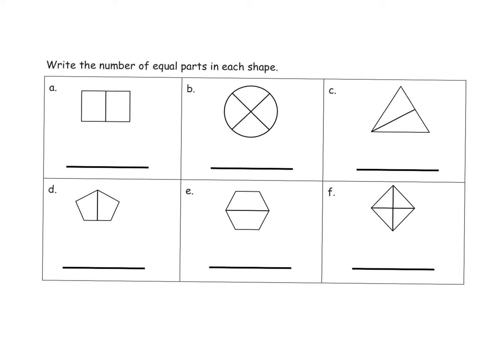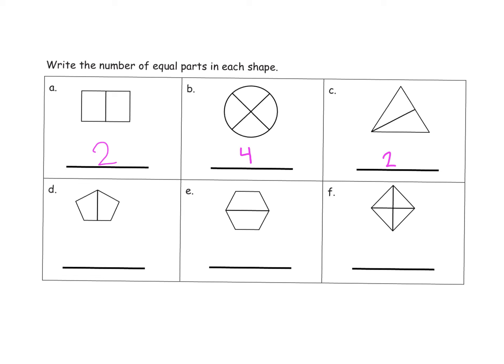On this page, we're going to write the number of equal parts in each shape. For A, we have a rectangle, and it's broken into 2 equal parts. So we will write a 2. In B, we have a circle that's divided into 1, 2, 3, 4 equal parts. So we're going to write a 4. For C, we have a triangle that is broken into 2 equal parts, which makes 2 smaller triangles. So we're going to write a 2.